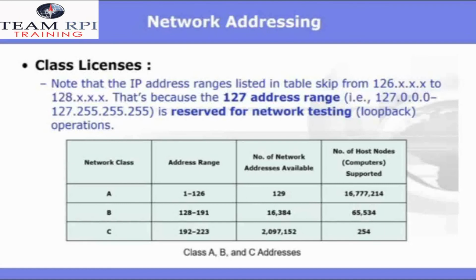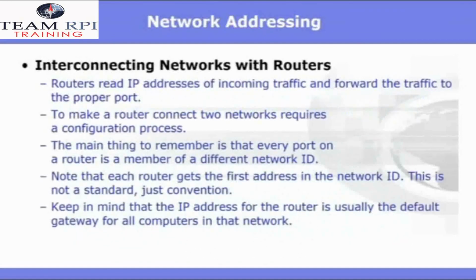It's important to note that the 127 address range is missing in the class networks. That's because it's reserved for network testing, what we call the loopback. The A+ examination expects you to know the address range of the Class A, B, and C networks.